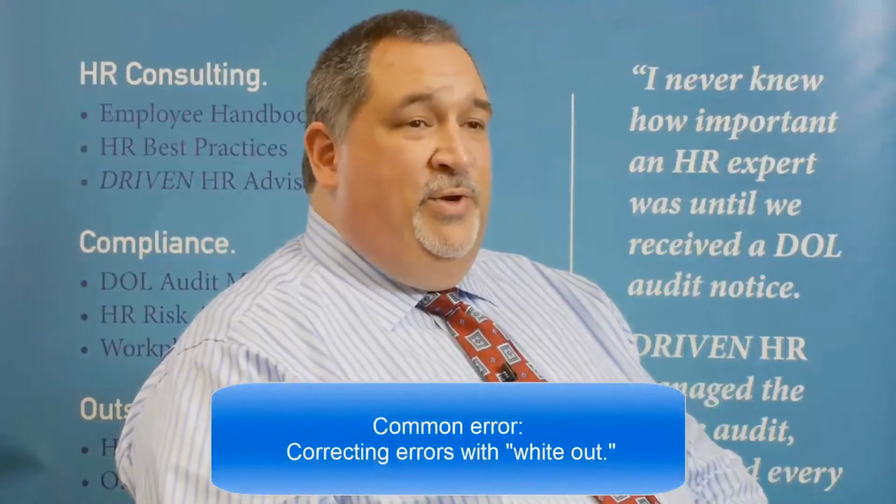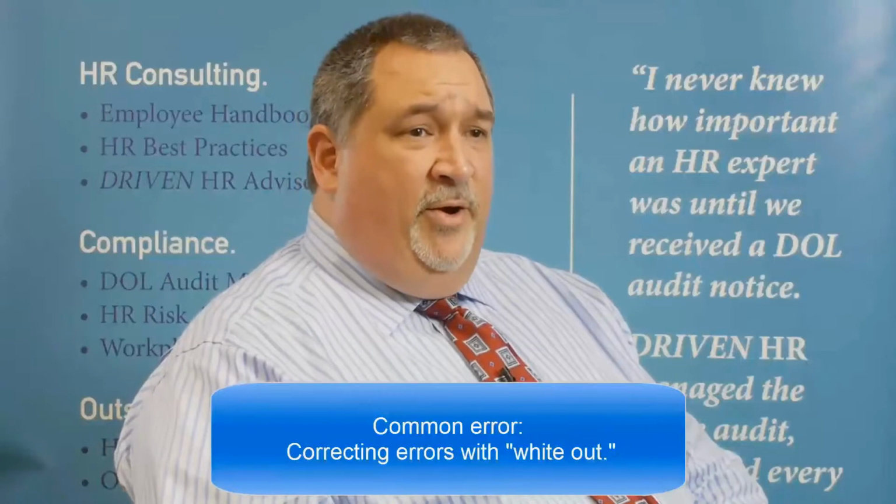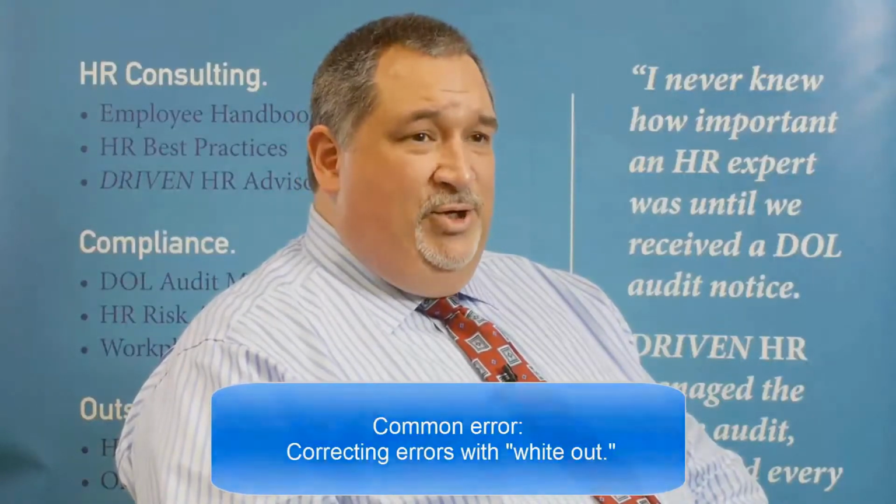Another case would be if incorrect information were entered into the form. Instead of whiting out the form, you would draw a single line through that error, make the change, initial the change, and then attach an explanation as to why the change was made, when it was made, and who made it. In some cases, we really recommend that the employer complete a new I-9 form for that employee.